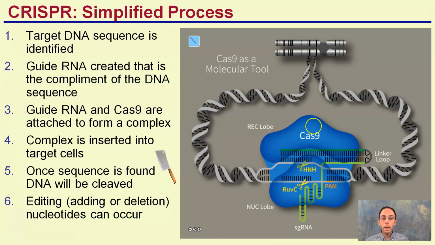Then the guide RNA and the Cas9 are attached to form this complex, and then this complex will be inserted into target cells. As it goes through target cells, it will read the DNA. In this case, we're reading that chromosome, and once a sequence is found, the DNA will be cleaved. I have a picture of a cleaver here, or a knife. It's going to cut that DNA. Once it cuts that DNA, that can allow for the addition or deletion of nucleotides to occur at that specific region.